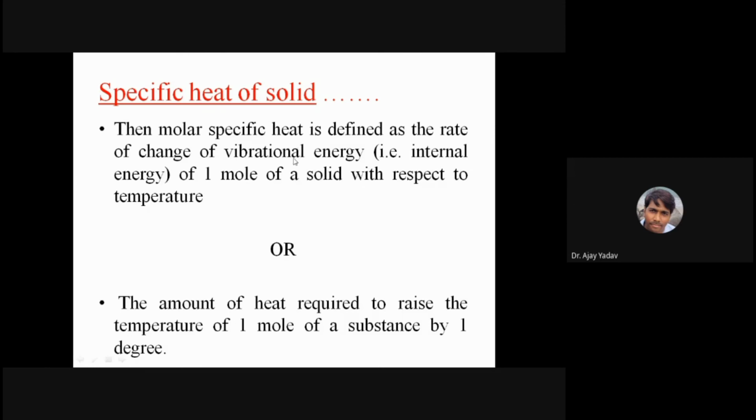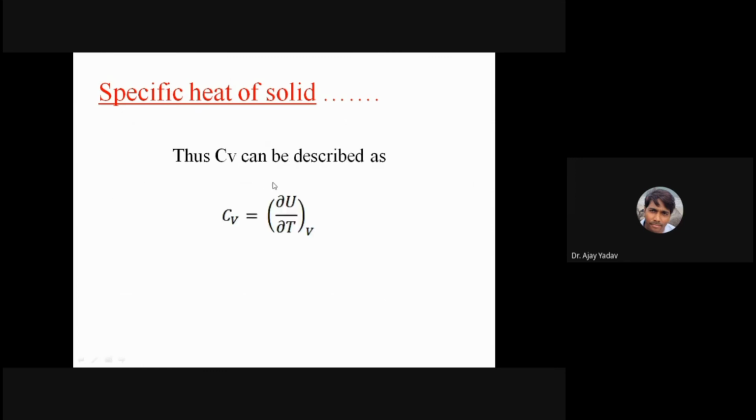Okay, if U is the internal energy, as the definition says, Cv, the heat capacity at constant volume, is nothing but equal to dU by dT, where U is the internal energy. So the rate of change of the vibrational energy with respect to the temperature. Therefore, Cv is ∂U by ∂T at constant volume. So U is the internal energy, the rate of change of vibrational energy with respect to the temperature for 1 mole of a substance. So this is what Cv is.